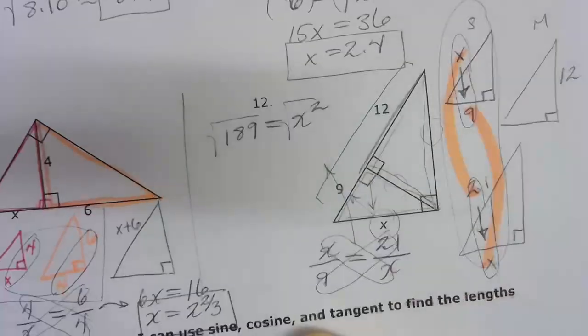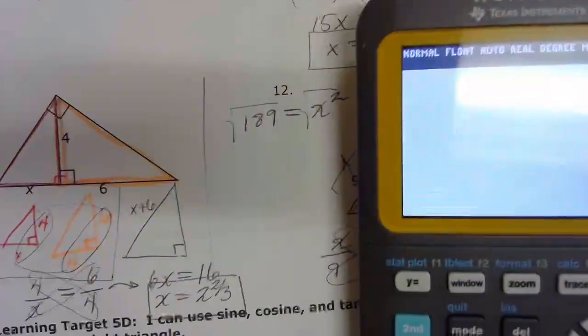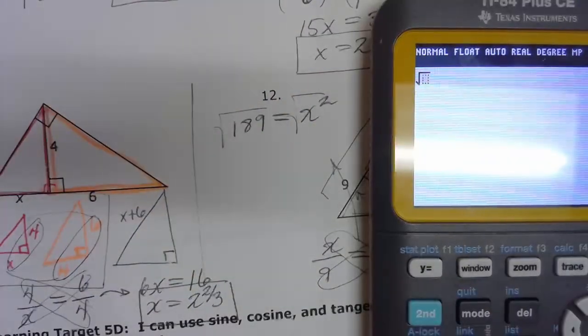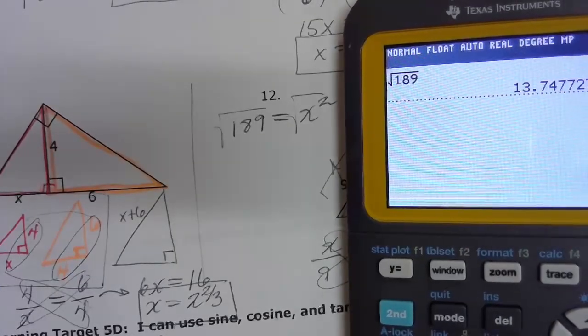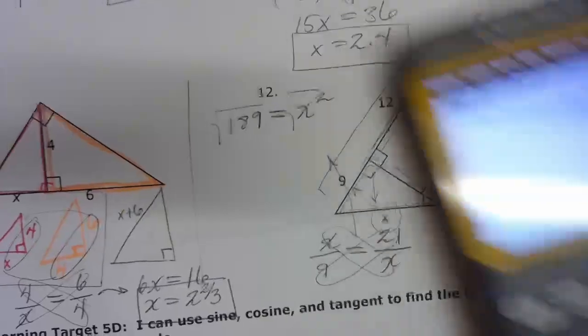Alrighty. Hopefully this looks like the geometric mean to you. It should. Ready? So I'm going to take the square root of 189, 13.74, or 13.75. For us, round to the 10th, so that's 13.7.